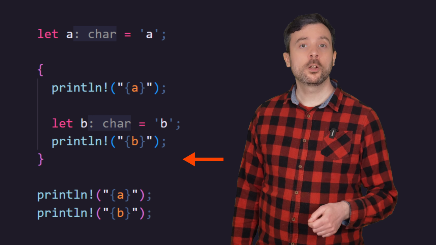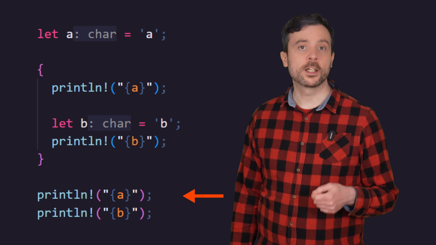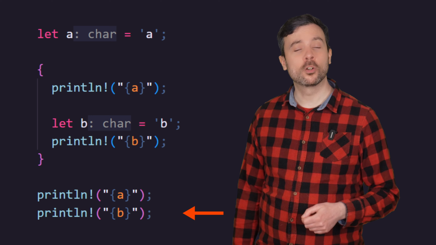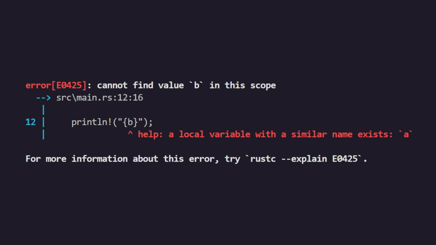However, when we close the inner scope, A will still work as we're still in the outer scope, but B is no longer available. Once a variable is out of scope, it can't be used. If we try to compile this code, in the error output it tells you "cannot find value B in this scope" and what line we tried to use it on. It tells us exactly what's wrong. Rust's compiler messages are generally amazing, especially when it comes to working with ownership, so it's worth getting used to how Rust presents its errors.